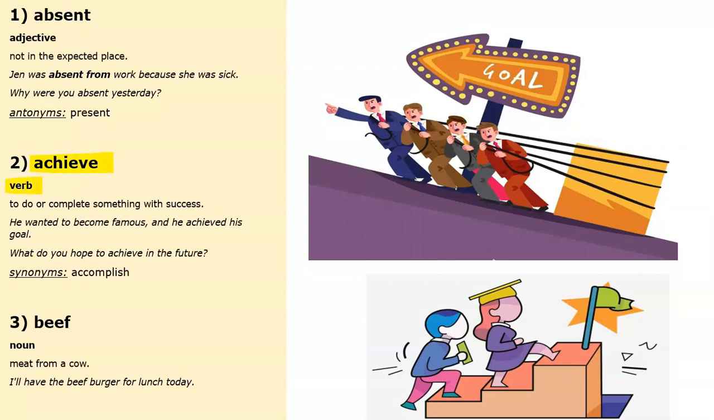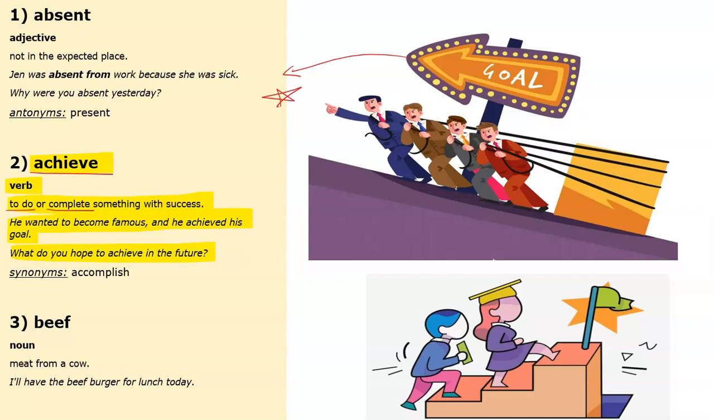Our next word is achieve. Achieve is a verb and it means to do or complete something with success. For example, he wanted to become famous and he achieved his goal. What do you hope to achieve in the future? So again, achieve just means to do or complete, to finish something. Maybe you had something that you wanted to do, that was your goal, and after you finally do it, then you can say that you achieved it. You achieve your goal.